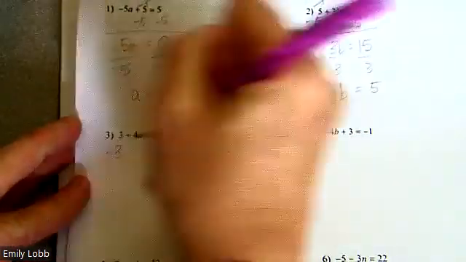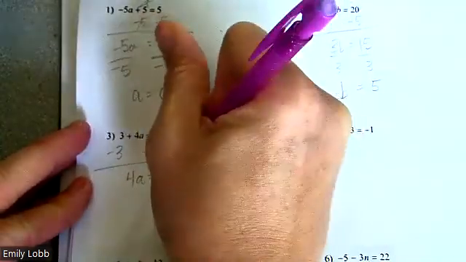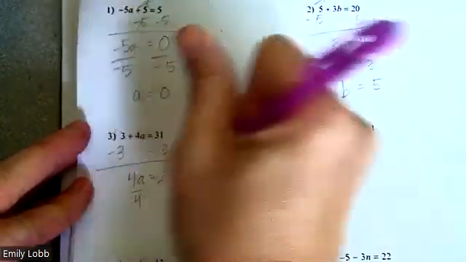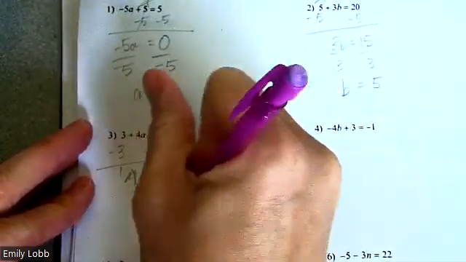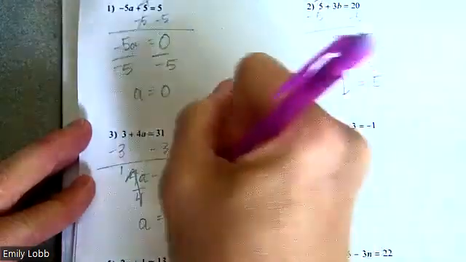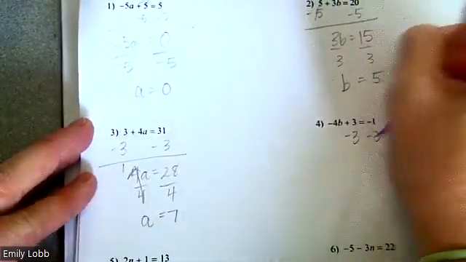So I'm subtracting 3 from both sides. I have 4a equals 28. Dividing both sides by 4, because remember 4 divided by 4 is 1. 1a is the same thing as a. 28 divided by 4 is 7. Now I'm going to subtract 3 from both sides.